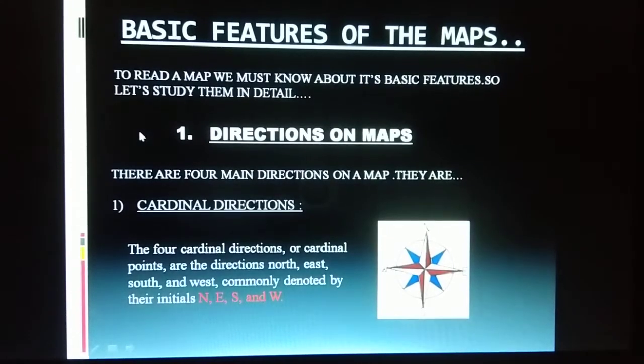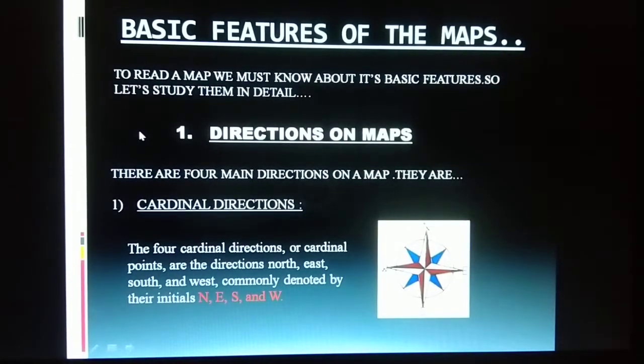Till now you have understood the meaning of maps, the types of maps, and the difference between maps and globe. Now we move further with the basic features of maps. There are some features which we study in maps so that reading a map can be very easy for us. So let's go through these basic features.